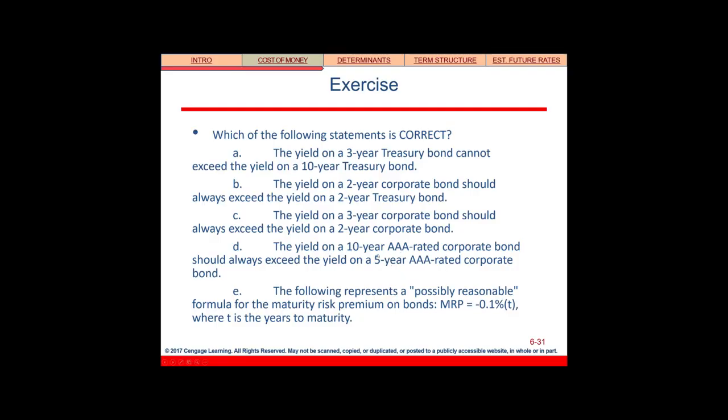We don't know which one will have a higher yield. So the only thing then is that we rule out A, C, D, right? B says the yield on the 2-year corporate bond should always exceed the yield on the 2-year treasury bond. In this case they are the same maturity, but they are different types of bonds. Can we compare them? The answer is yes, because the difference between these two is the default risk premium and liquidity premium, right?